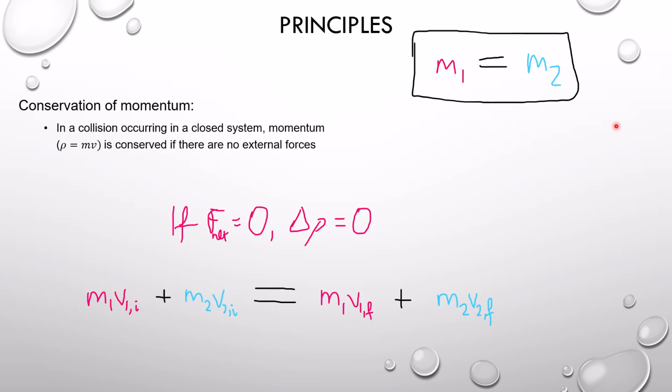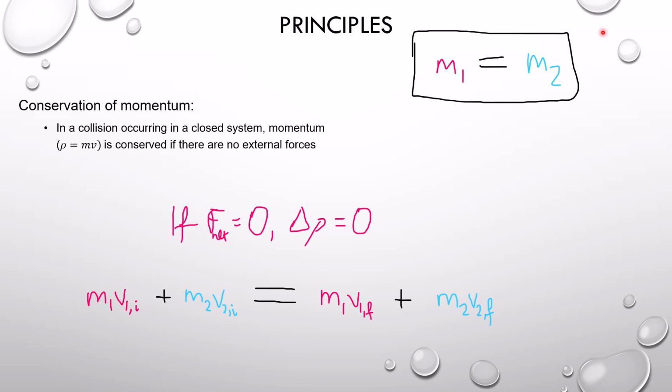So, the principles. First of all, the conservation of momentum. In a collision occurring in a closed system, momentum, as defined by this formula here, is conserved if there are no external forces, meaning if F net is 0, the change in momentum is 0. And from that, and the formula of what momentum is, we can derive this equation.